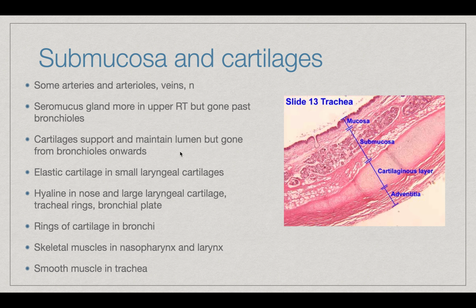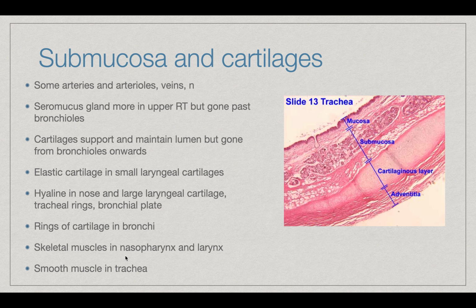So the cartilages, of course, support and maintain the lumen, but they're gone past the bronchioles. Instead, it's going to be reticular fibers. The elastic cartilage is going to be in the small laryngeal cartilages. Remember, in the larynx, these were the arytenoid and the cuneiform cartilages. And then hyaline is going to be in the nose and the large laryngeal cartilage, along with the tracheal rings and the bronchial plates. The rings of the cartilages in the bronchi are going to be a full ring. It's not going to be a half ring, like in the trachea.